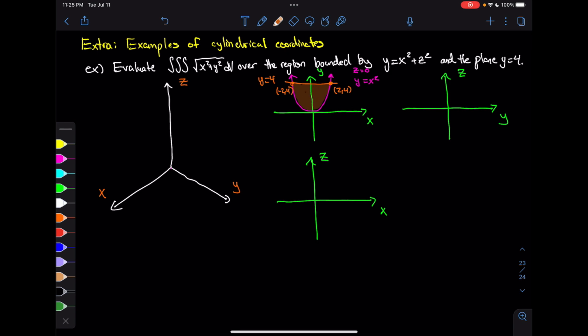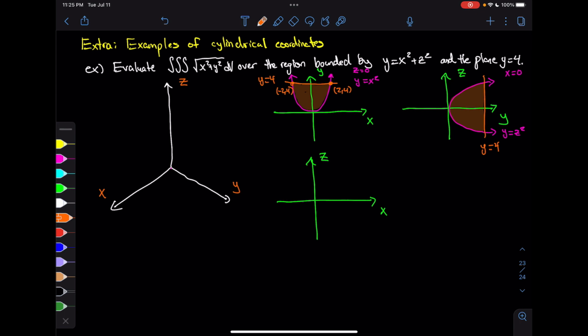Okay. Now let's look at the YZ plane. So for the YZ plane, what are we going to see when we let x equals 0? Well, we're going to get y equals z squared, and that is a sideways parabola, and again intersecting y equals 4 here. Okay, so what did we get? This is the parabola y equals z squared, and that is going to be our little region of integration. This is kind of just cross sections of our 3D object here.